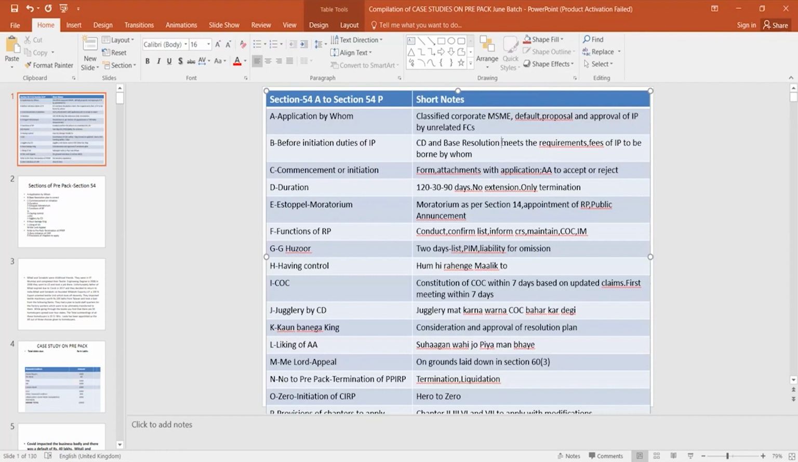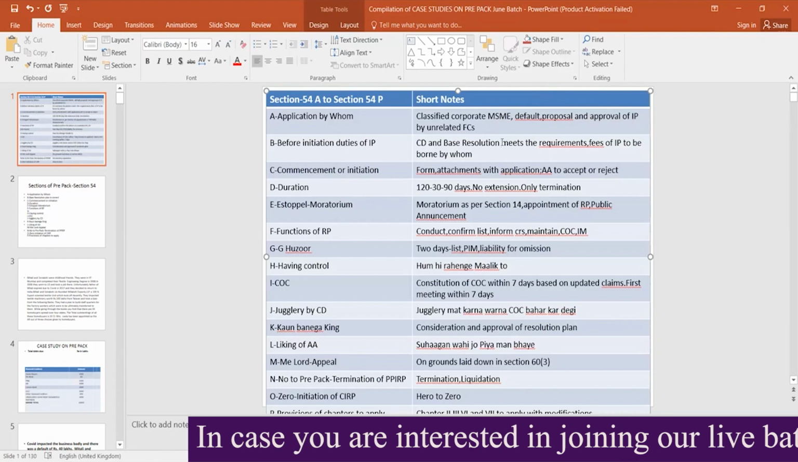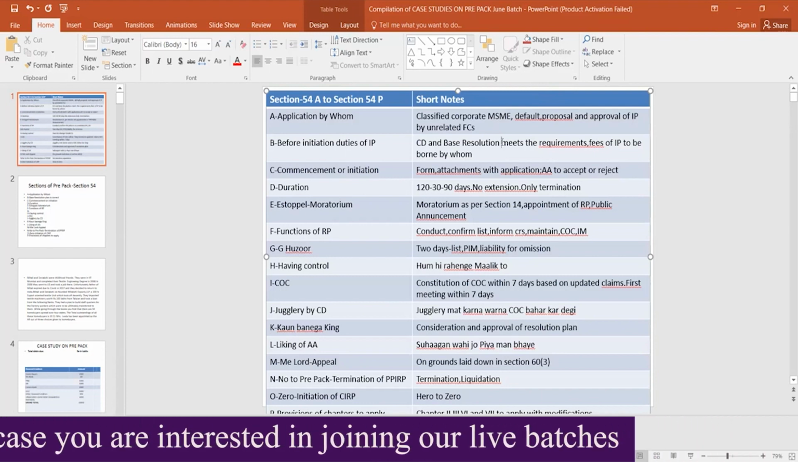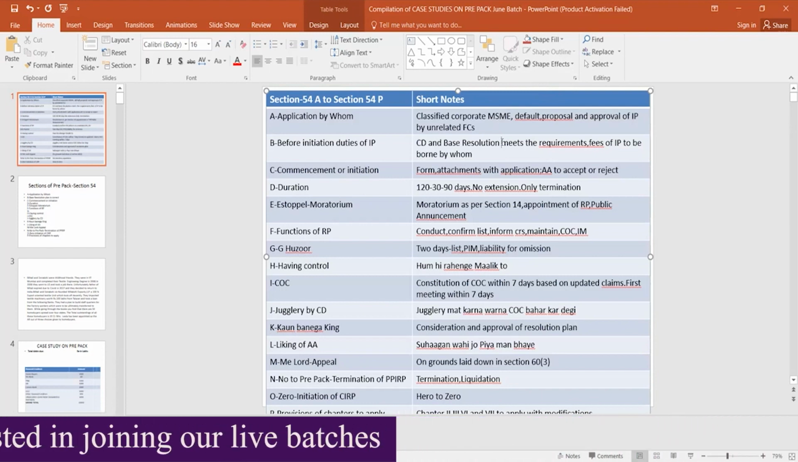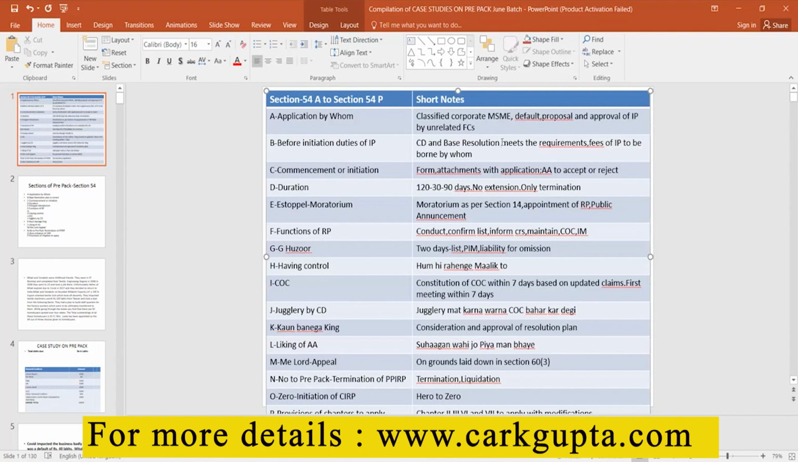Then 54C talks of commencement or initiation of this process. It talks of the form in which it is to be filed, then attachments with the application, and the power of the adjudicating authority to accept or reject the application within a period of 14 days, like normal processes. Then 54D talks of duration. Duration is 120 days, but 30 days we have to give to the adjudicating authority. So within 90 days, this process has to be completed. There is no provision for extension, and only termination is there.